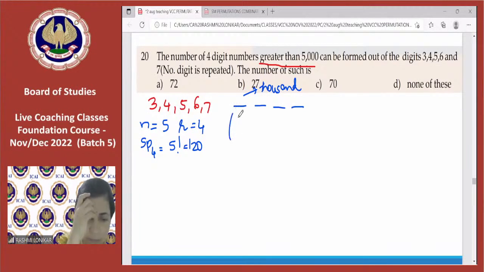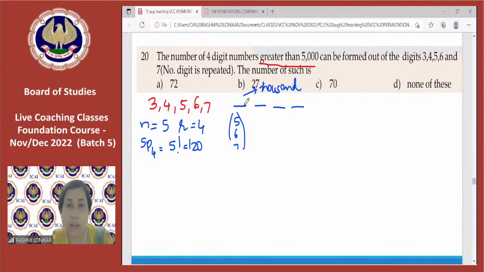So numbers can be what? 5, 6, and 7. Can I write 3 over here? No, I can't, because then it will be 3000. But I want the number to be greater than 5000. So I can have 5 over here, 6 over here, or 7 over here. Now what will happen over here? What can I do in the other places? 3 places. And how many numbers do I have? I will have 4 numbers. So this is 3, 4, 3.